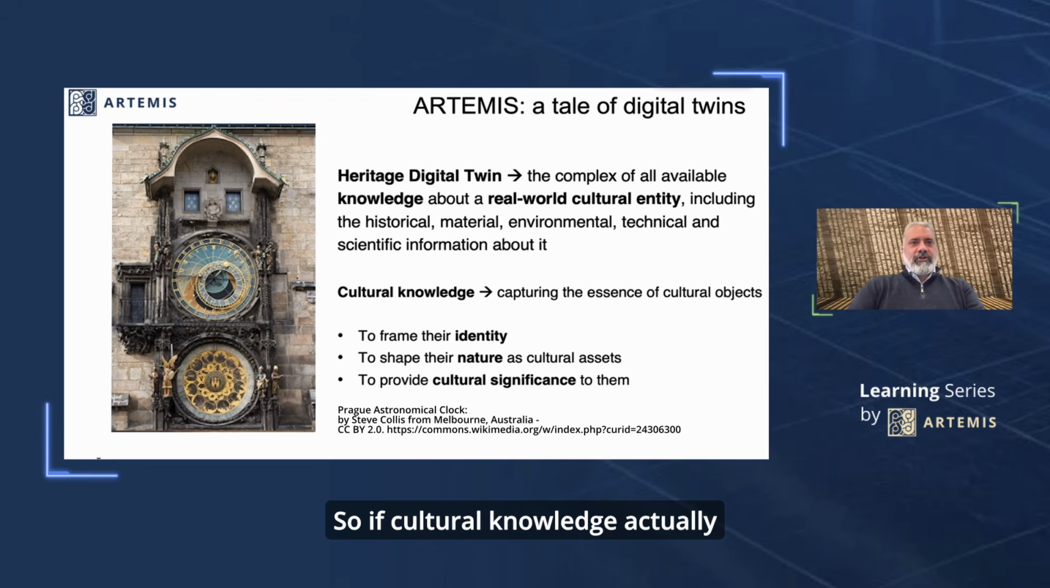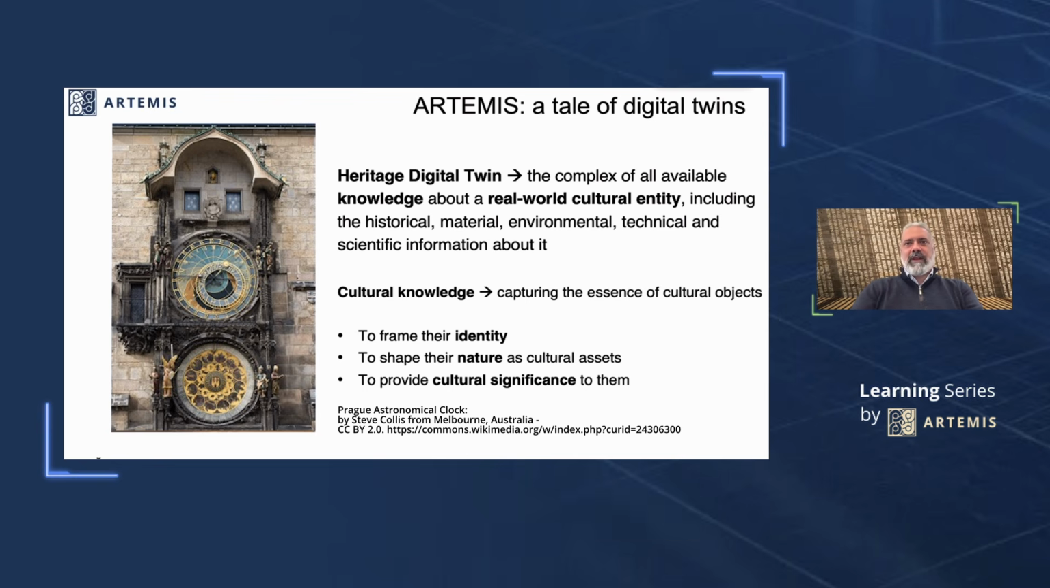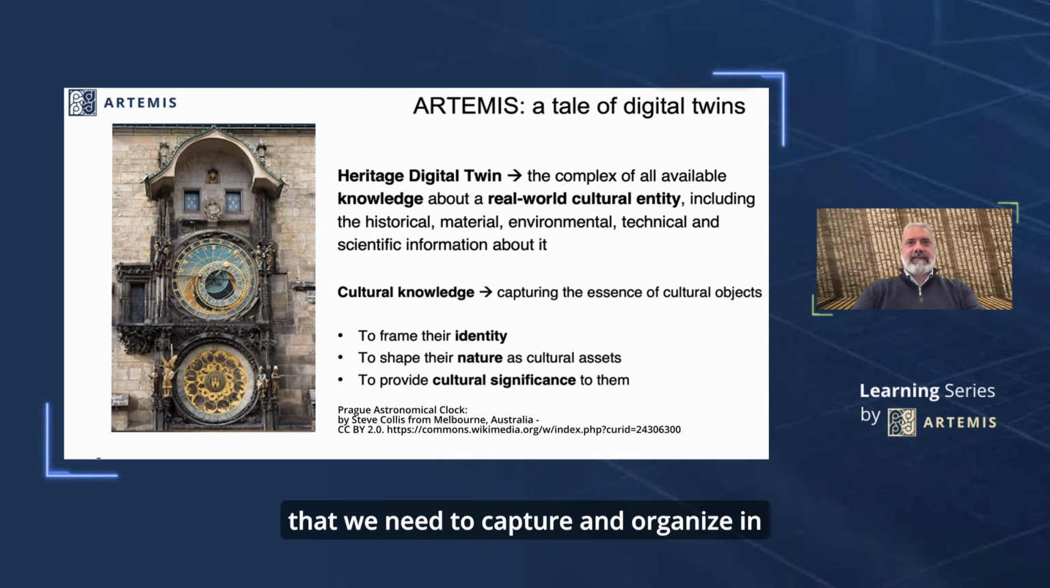So, if cultural knowledge actually represents the non-physical, let's say the immaterial side of cultural heritage, that is, a knowledge that frames their identity and gives cultural significance to them, then we can say that it is precisely this complex set of information that we need to capture and organize in order to create digital objects that are truly able to mirror cultural entities. So, with this concept in mind, we have defined heritage digital twins as the complex of all the knowledge that is available to scholars about a certain cultural entity.